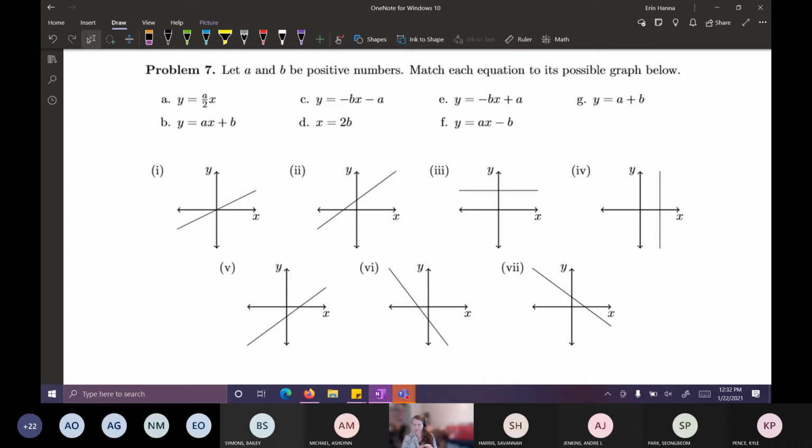Got only 3 people who've gotten everyone correct. Ooh, 4. A couple people who have a couple that are mismatched. Give you another like 30 seconds.